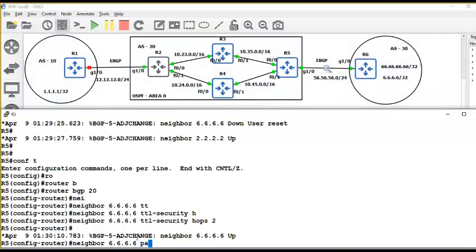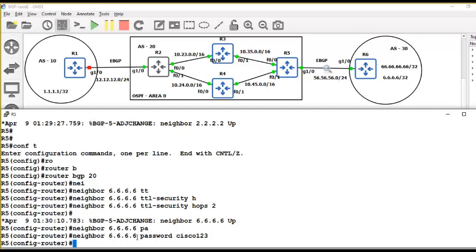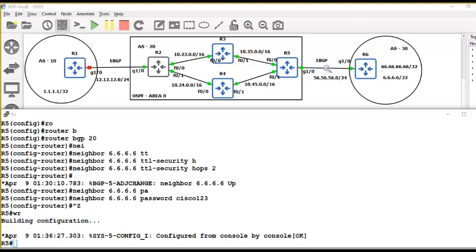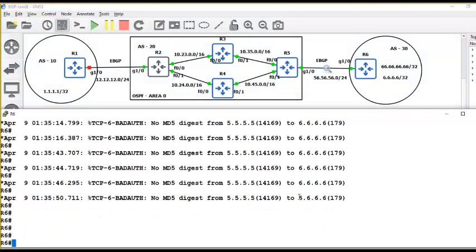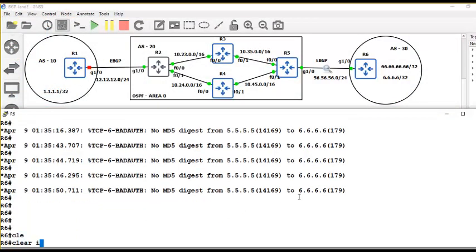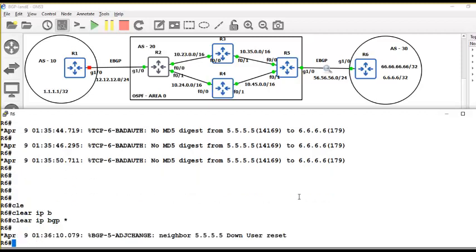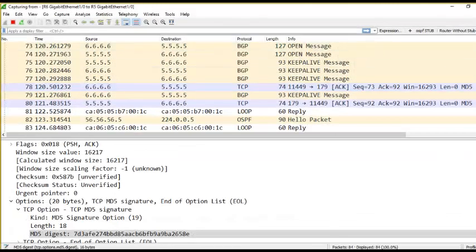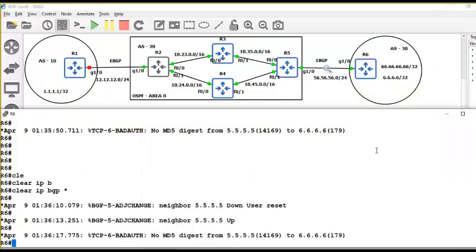Now both sides we have enabled the authentication and we are expecting the neighbor to be up shortly. Clear IP BGP star. Okay, BGP has come up. Fine, the three-way handshake should have got over. Finished. Authentication is clear now. See, the BGP is up.